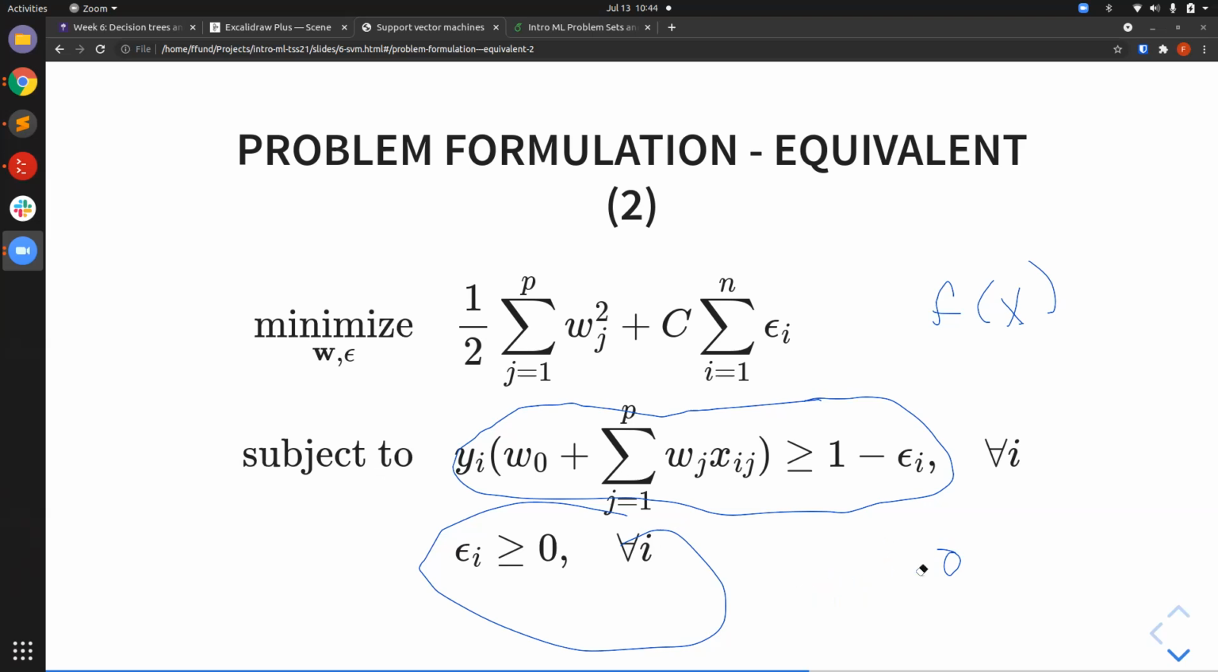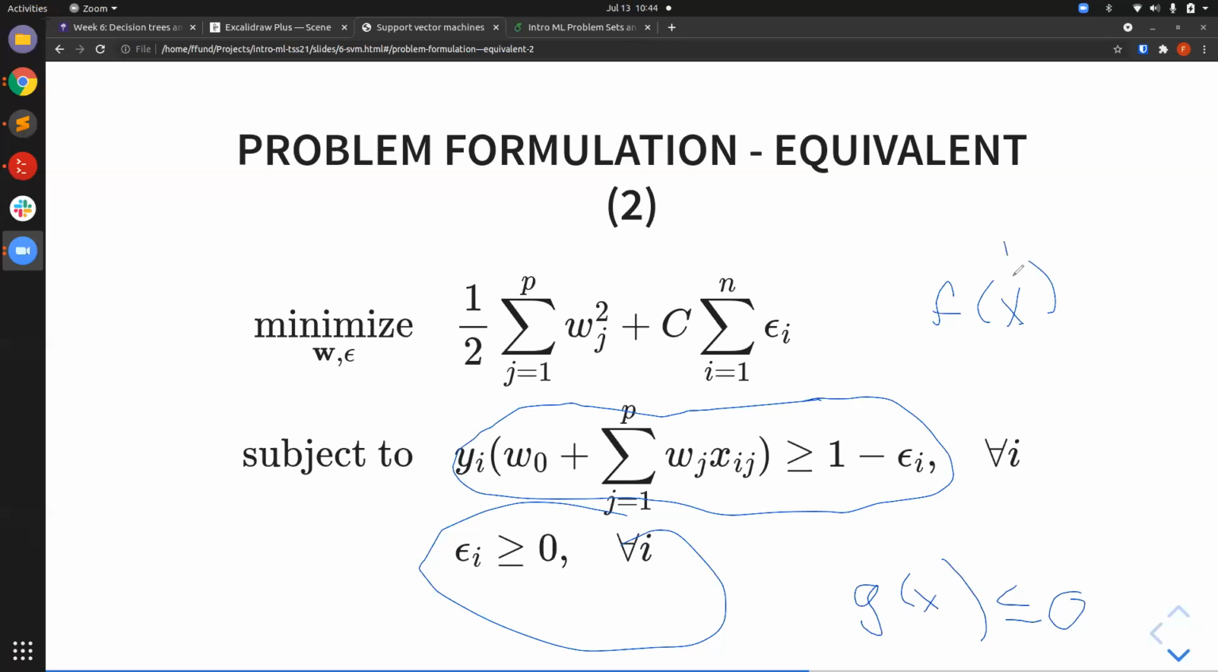They still are in the form g of x less than or equal to 0. You just need to do a little bit of algebra. So then you could say negative epsilon i has to be less than or equal to 0. But they're still all in this general form.